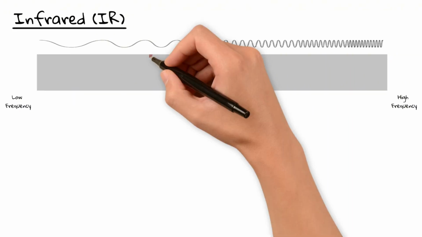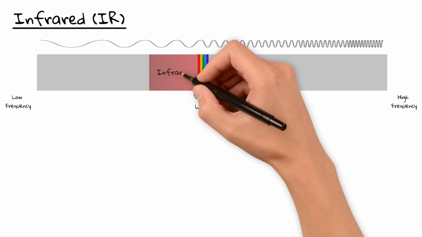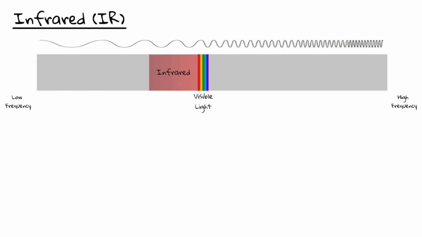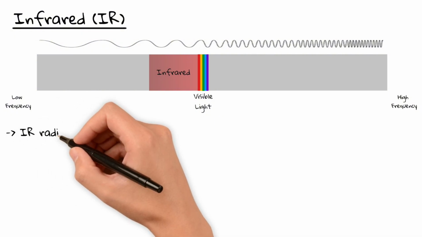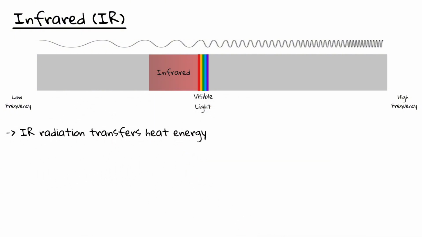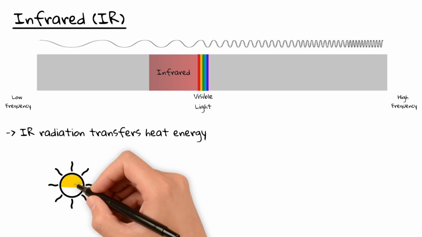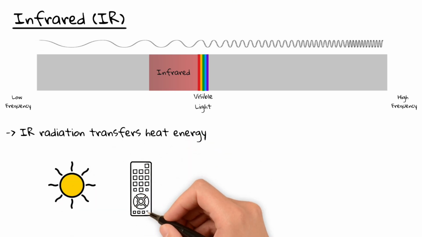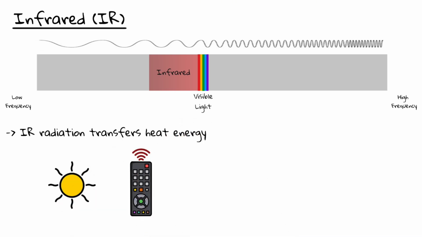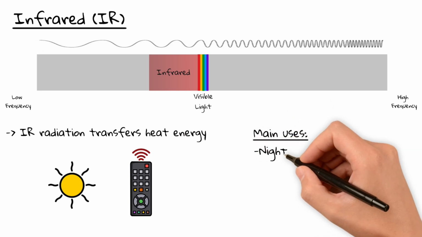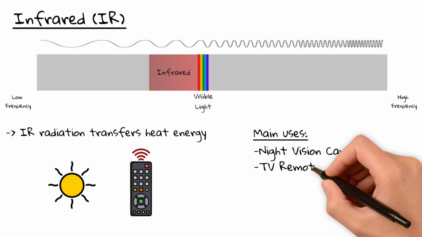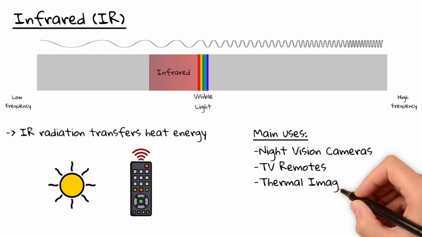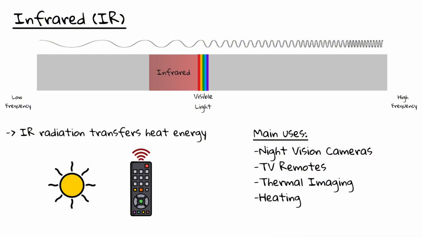Let's start with infrared, which lies just beyond red light on the spectrum. Ever felt the warmth of the sun with your eyes closed? That's infrared radiation. It carries heat energy. The sun emits infrared waves, and so do heat lamps and remote controls. The main uses of infrared are night vision cameras, TV remote controls, thermal imaging, and heating systems.